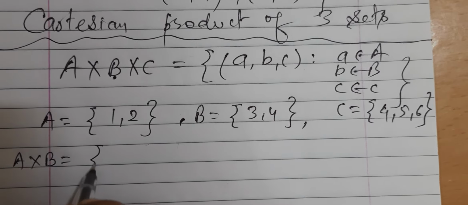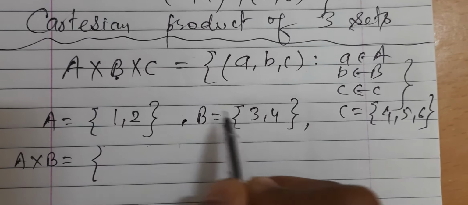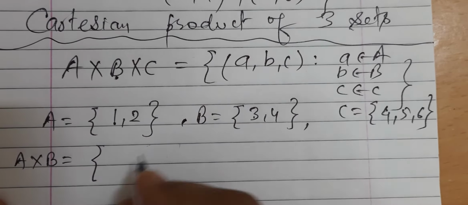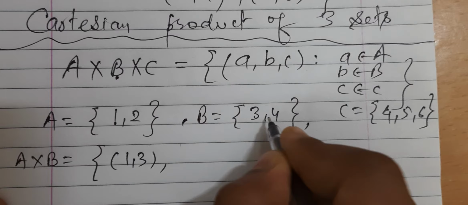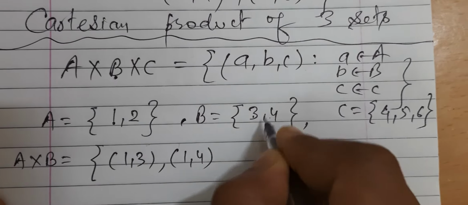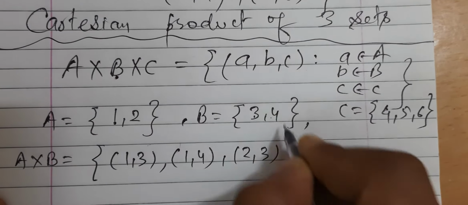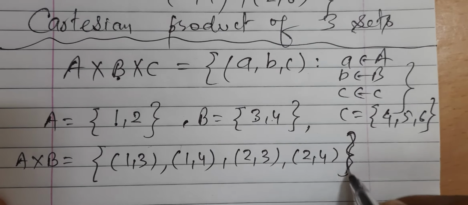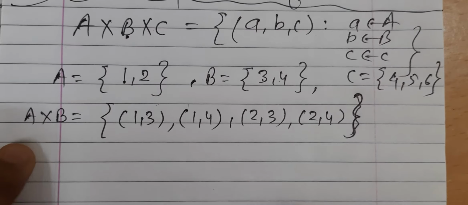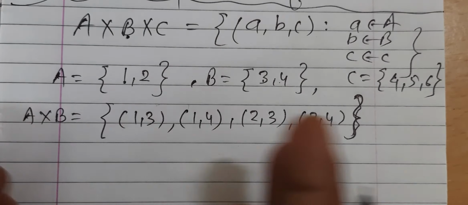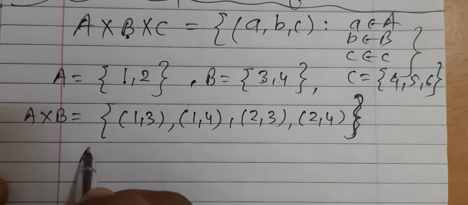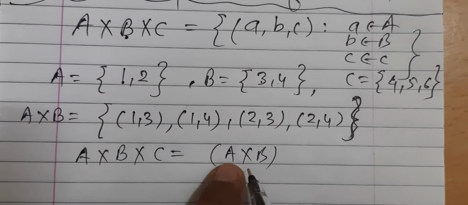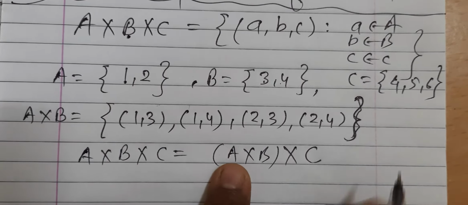How to find A cross B? We'll take the first element of set A and make ordered pairs by taking elements of set B. So (1, 3), (1, 4), then (2, 3), then (2, 4). Okay, so this is A cross B. Now we have to find the Cartesian product of A cross B cross C. So first we have done A cross B, now cross C.